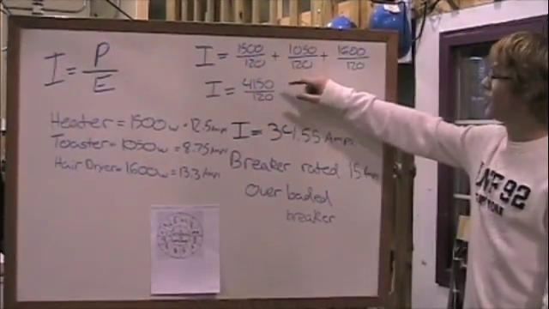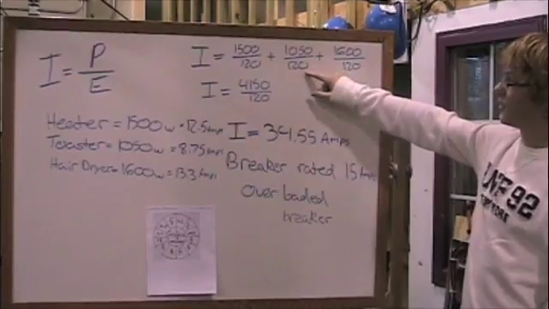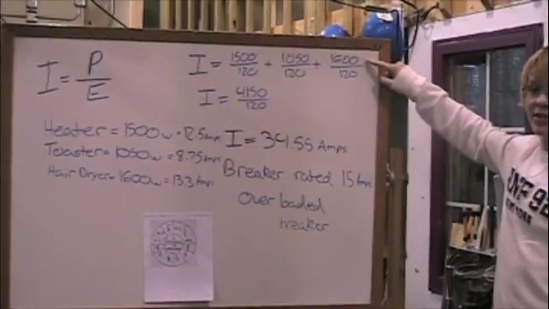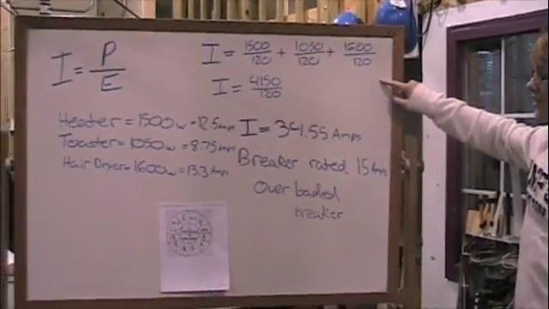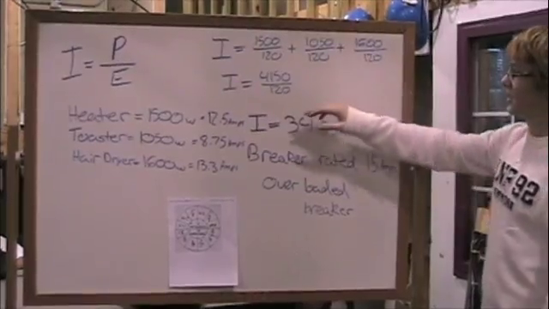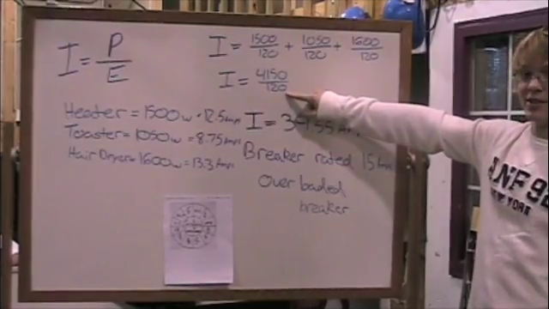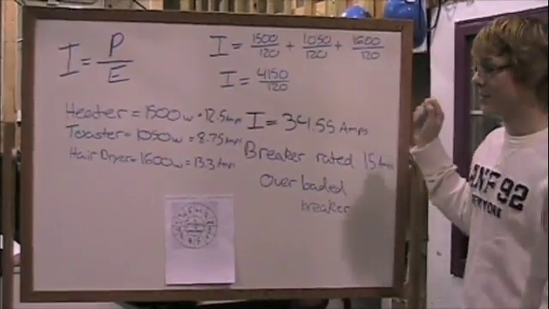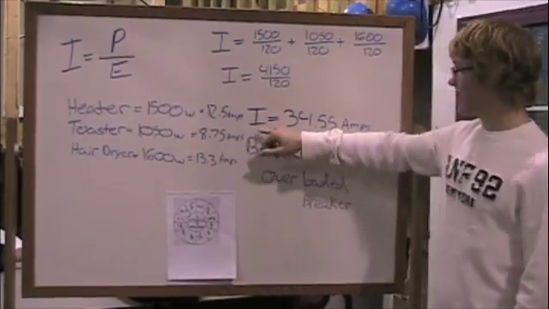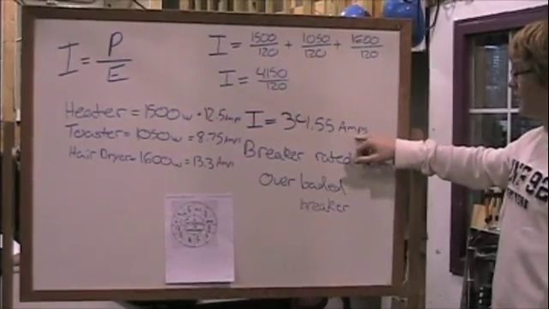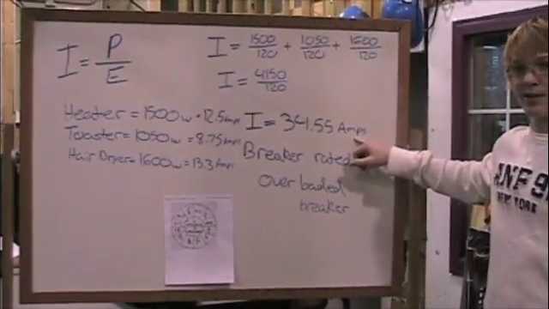That's the heater. 1050 over 120, that's the toaster. 1600 over 120, and that is the hairdryer. All those added together is 4150 over 120, and once you do that math, you get the amount of amps. It turns out to be pretty much 34.5 amps, and our breaker today is only 15 amps.